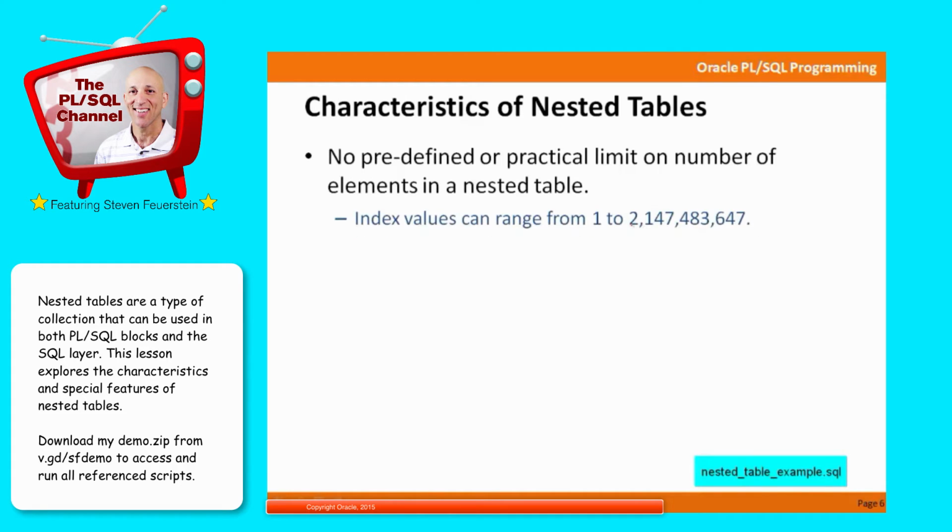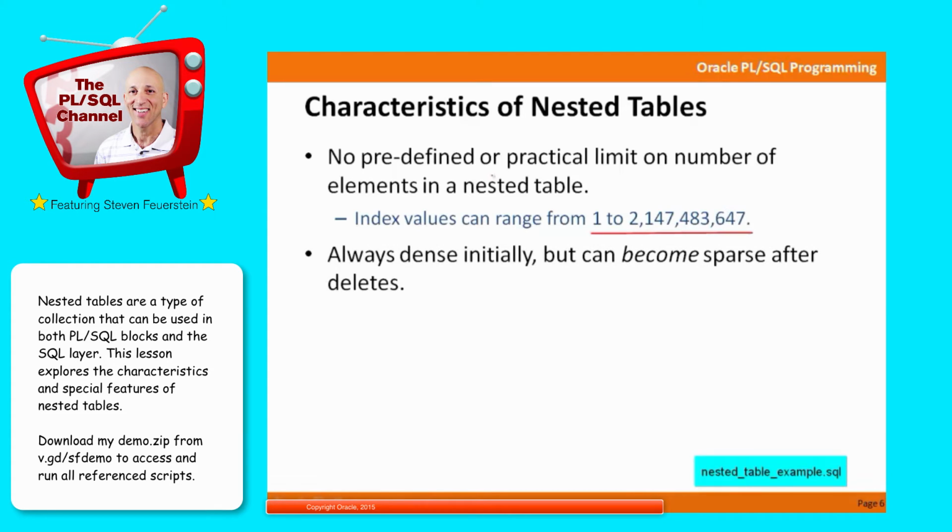Now, the reason that practically speaking there is therefore no limit is that if you ever try to build a nested table with this many elements, you will blow out the memory in your session. You will get memory errors and it will crash. It's very unlikely that you'll ever have anything like this number or need to have this kind of number of elements.